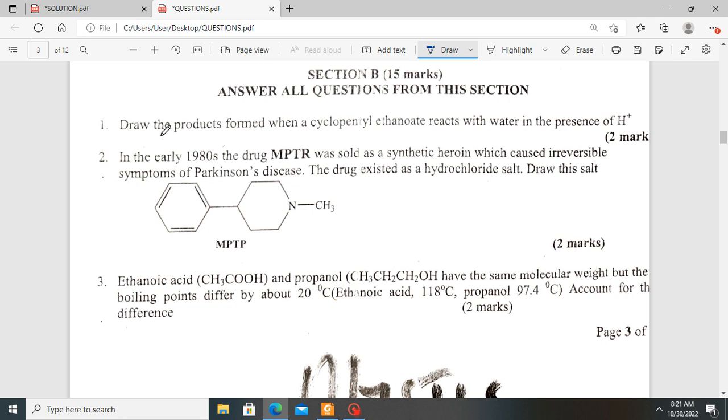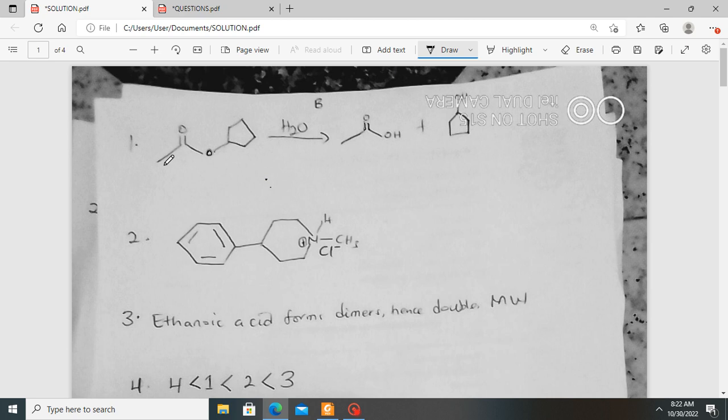Okay, so we have to draw the product formed when cyclopentyl ethanoate reacts with water in the presence of acid. Cyclopentyl ethanoate is an ester. When it reacts with water in an acid, there is going to be hydrolysis to produce the corresponding ethanoic acid and the cyclopentanol. So let's see the solution. When cyclopentyl ethanoate is hydrolyzed, we are going to produce ethanoic acid and cyclopentanol.